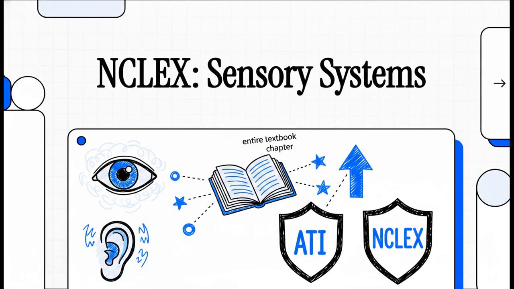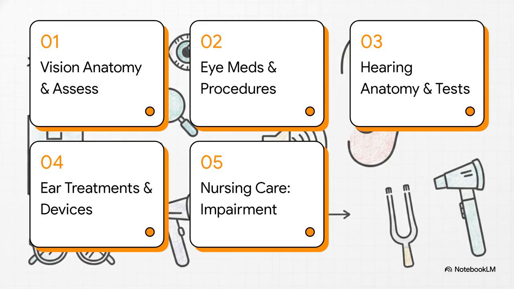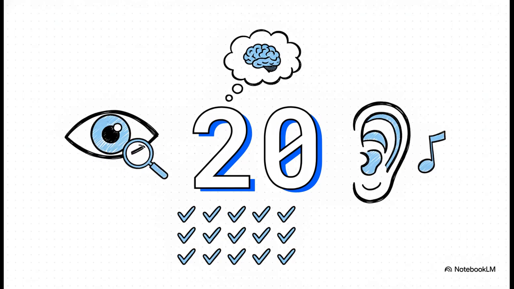So, let's get into it. Here is the high-yield blueprint we'll follow to capture all 20 of those points. We're looking at vision, anatomy and assessment, eye medications and procedures, hearing, anatomy and tests, ear treatments and devices, and finally, nursing care for sensory impairment. Just keep the number 20 in the back of your mind as we go. Getting a firm grip on these specific 20 concepts is going to guarantee you a rock-solid foundation for any sensory system question that gets thrown your way on the boards.